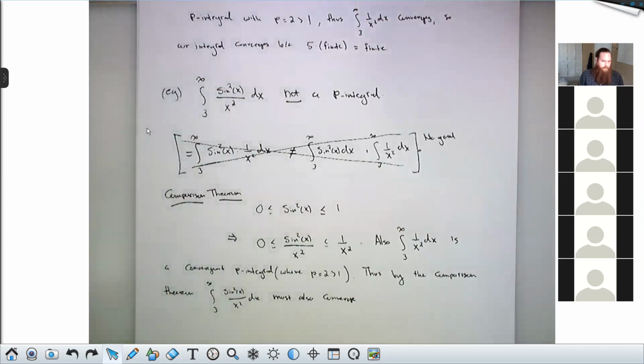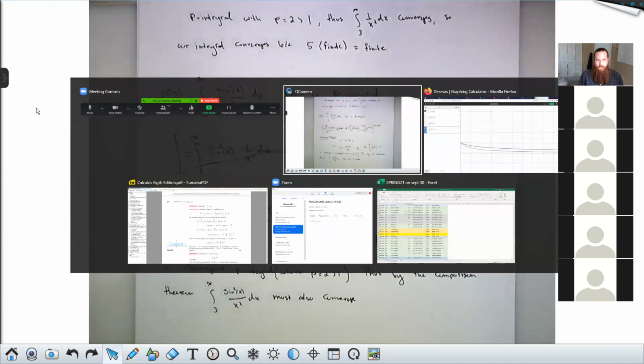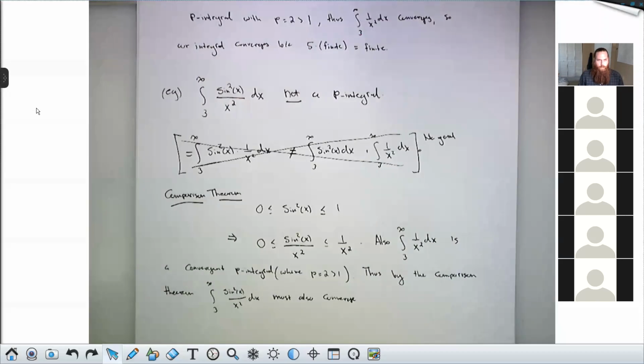There are some subtleties here that we have not discussed, like why does it matter that there's a 0 on the left here? Why is there that 0 in the comparison theorem? I want you to think about that as you solve these problems.